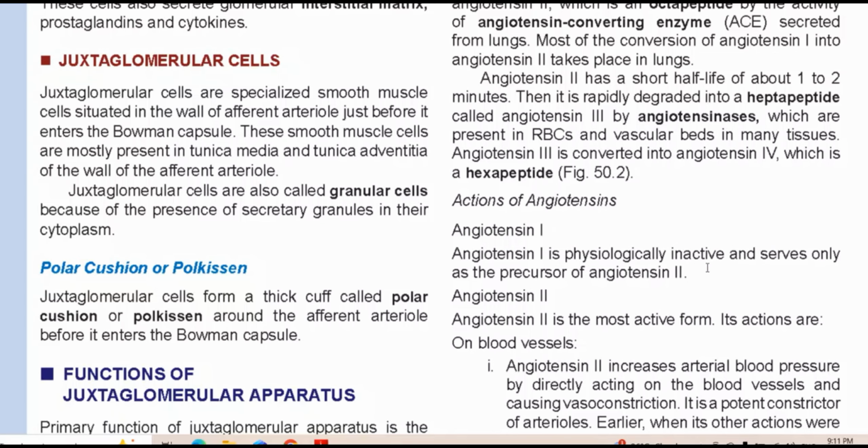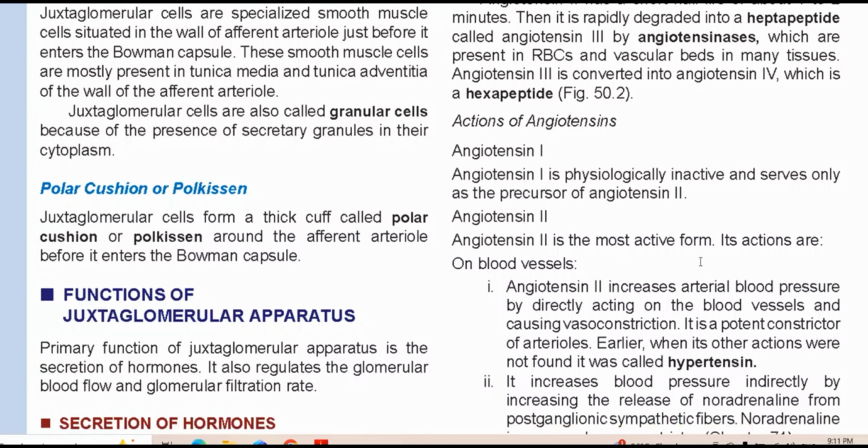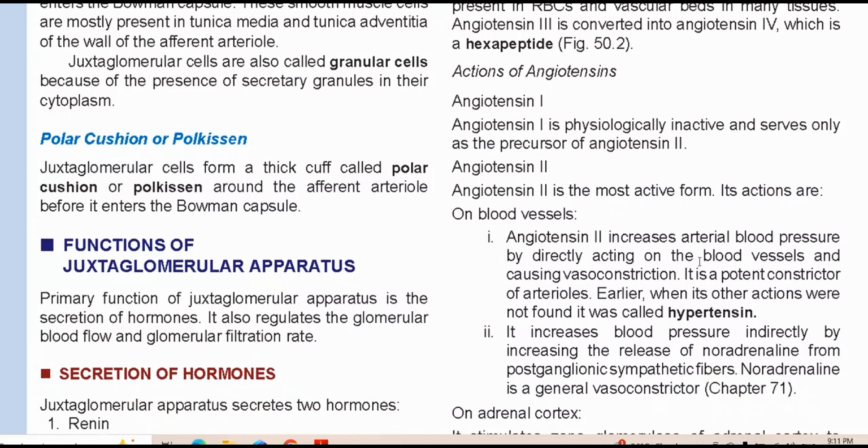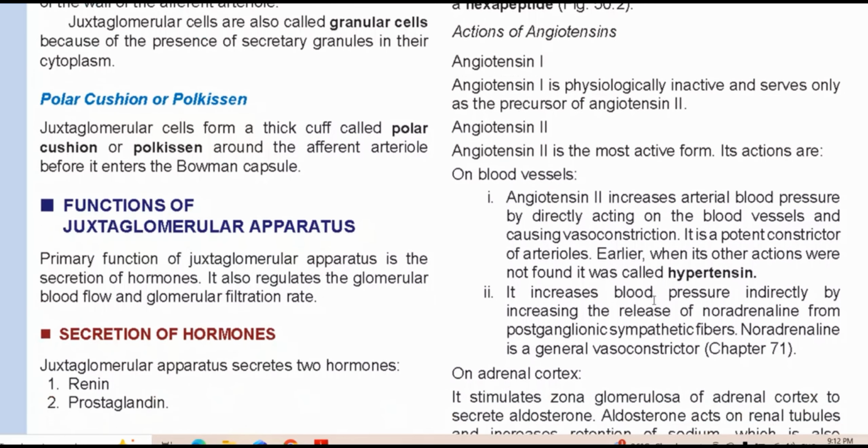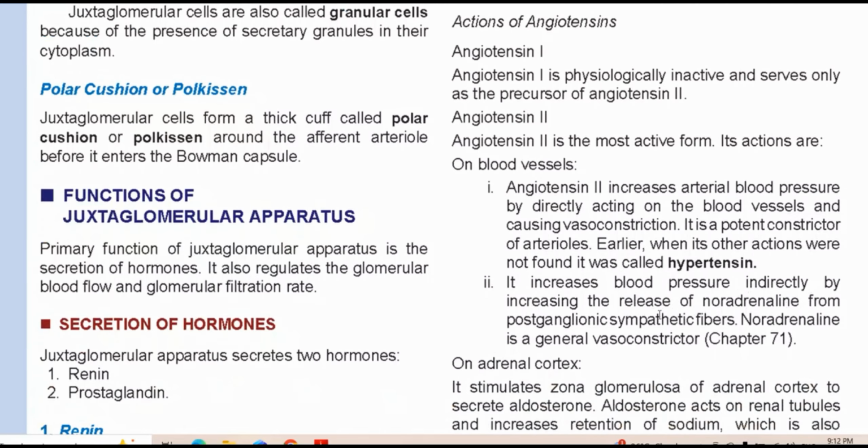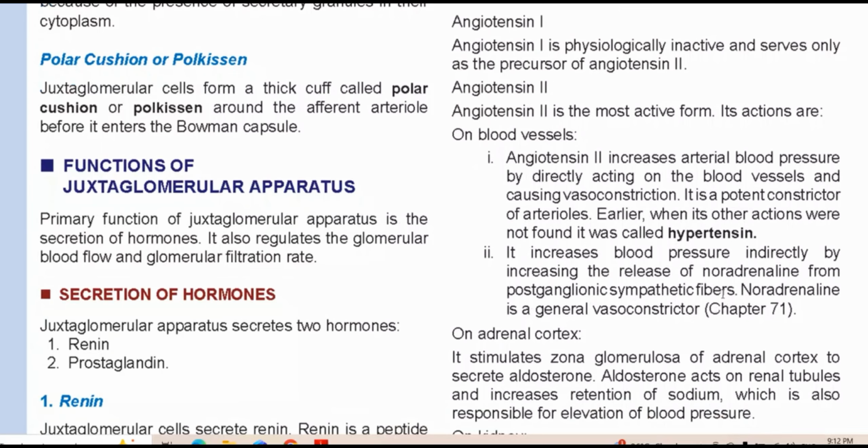And secondly, angiotensin 2 is the most active form and it has tremendous actions in the blood vessels as well as the adrenal cortex, brain, and different areas of the body. In blood vessels, angiotensin 2 can increase the arterial blood pressure by directly acting on blood vessels through vasoconstriction. It also increases the blood pressure indirectly by increasing the release of noradrenaline from the postganglionic sympathetic nerve fibers, because we know that noradrenaline is a general vasoconstrictor.